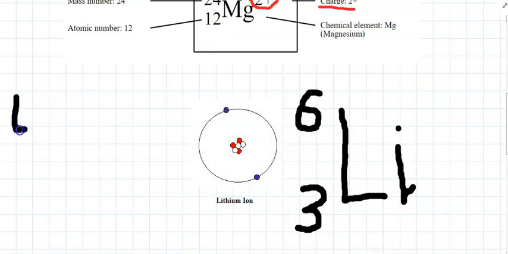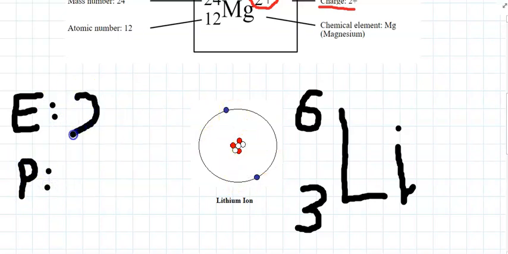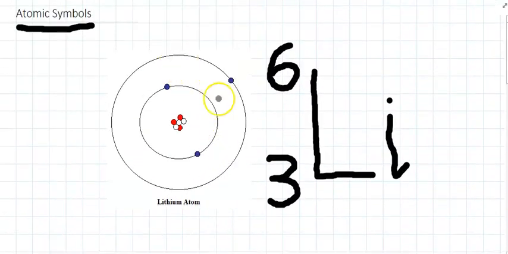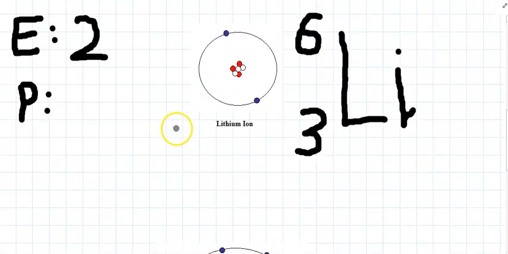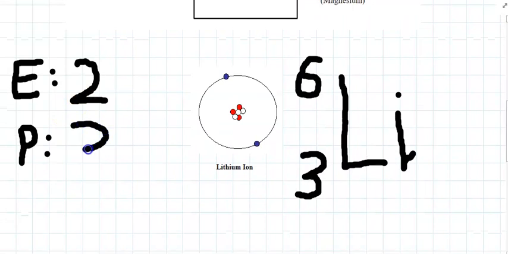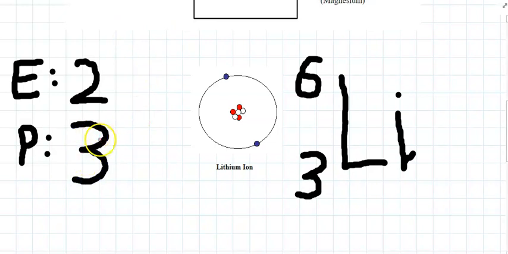So let's just quickly tally up the number of electrons and protons. E for electrons, P for protons. We've got only 2 electrons now, where before we had a third one. And we've got 3 protons. So we need to bring a little bit of maths into it. Remember, the charge of protons is positive.